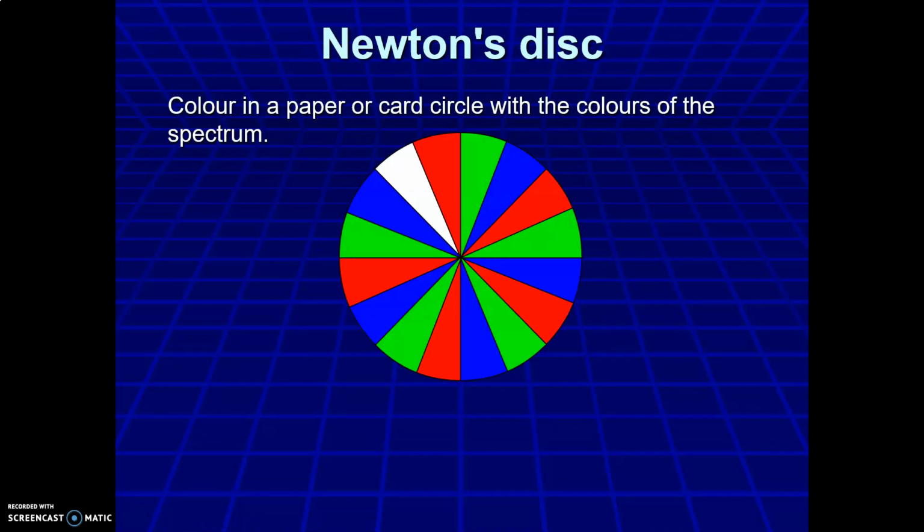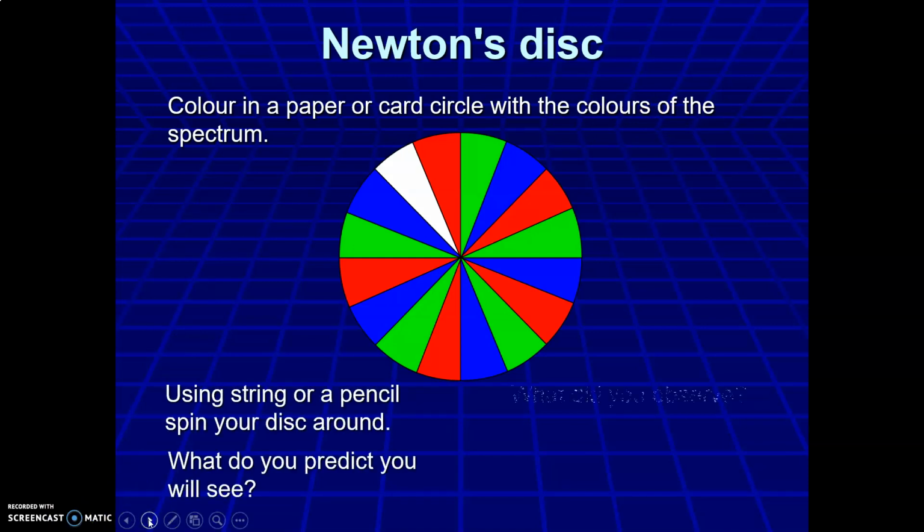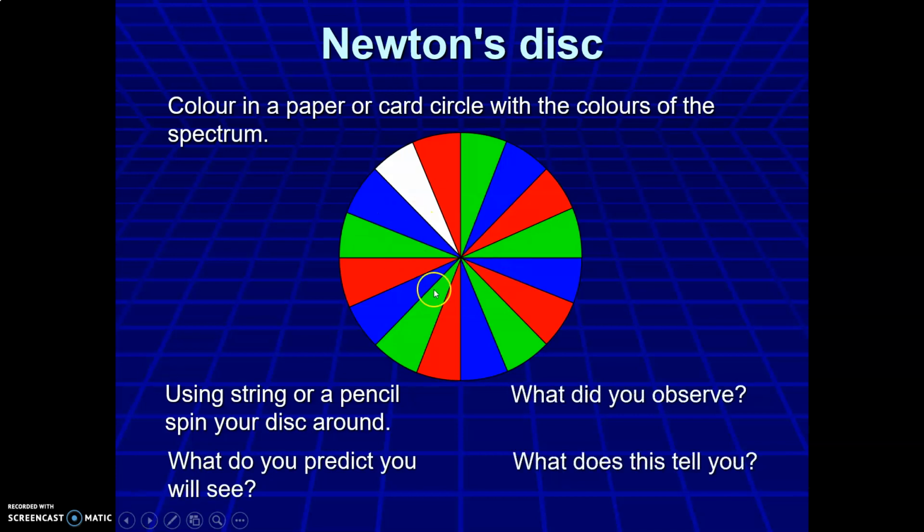Okay, this is a Newton's disc, and this disc is actually made of the colors of the spectrum. Can you see that? The colors on the paper card circle are the colors of the spectrum, the 7 colors. So you can do this at home. You just put a small circle here where you can put a pencil and move it around. Using the string or the pencil, spin the disc around.